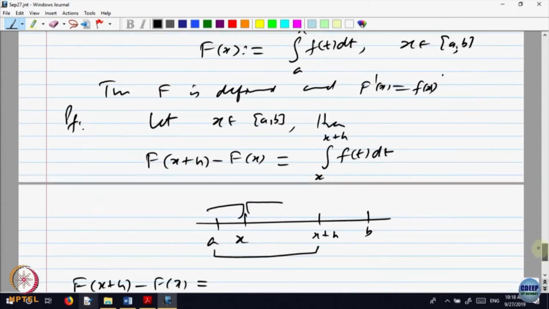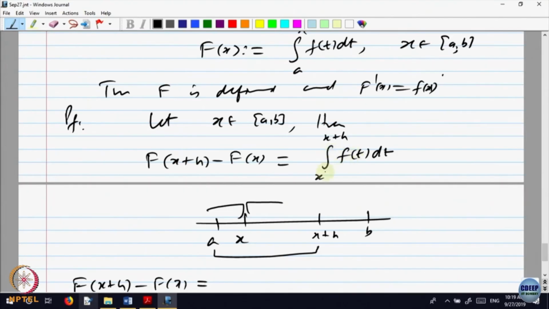Now look at this quantity. f is a continuous function. So it is continuous in the interval x to x plus h also, and just now we proved the mean value theorem.